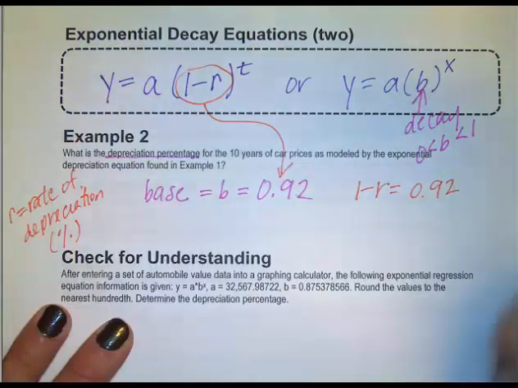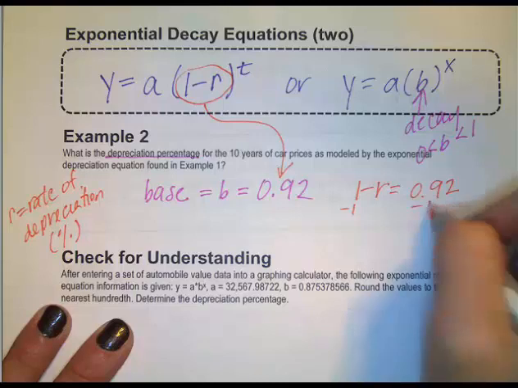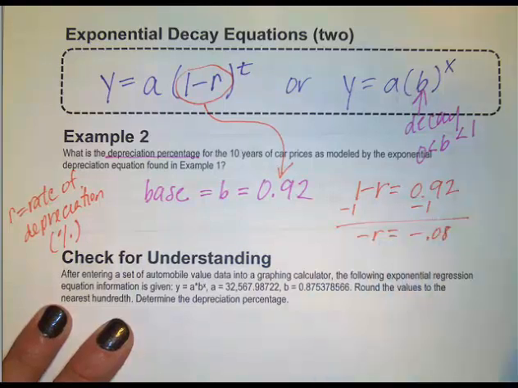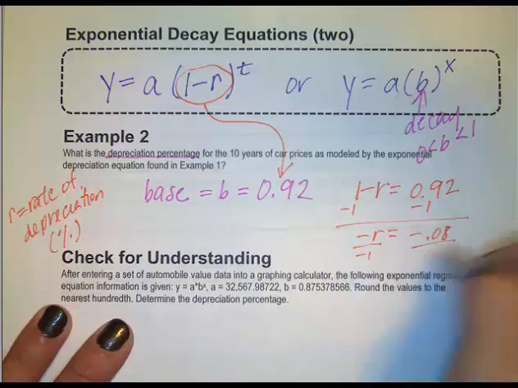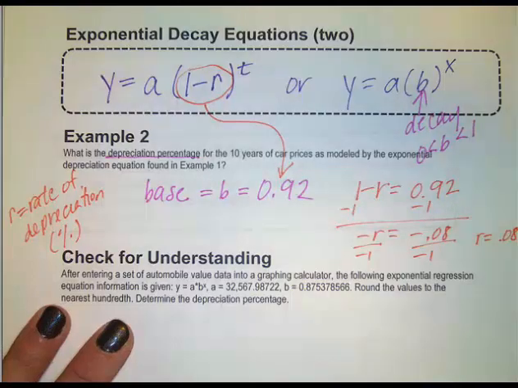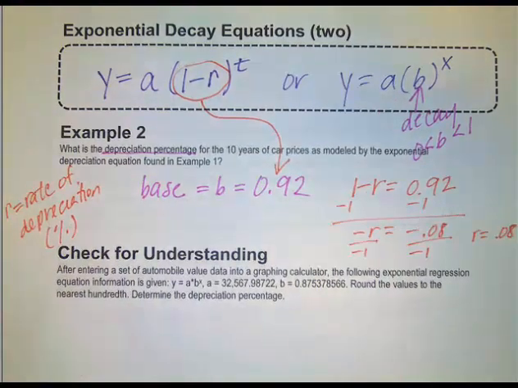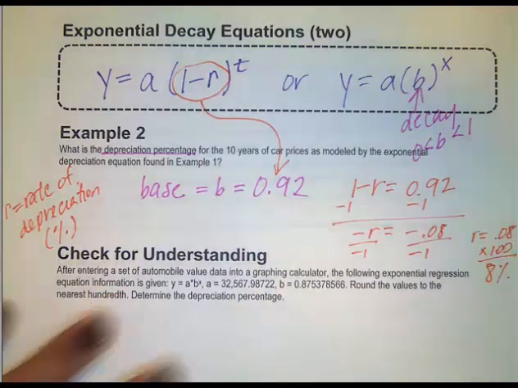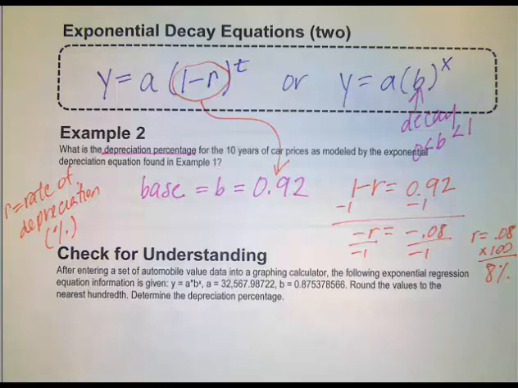So how do we solve for r? We subtract 1, so we get negative r equals negative 0.08, divide by negative 1, so r equals 0.08. How do you convert a decimal to a percent? You multiply by 100 or move the decimal over 2. So this is an 8% depreciation. Okay? All right, so why don't you try the next one?